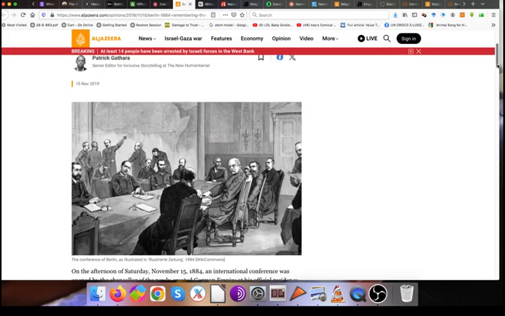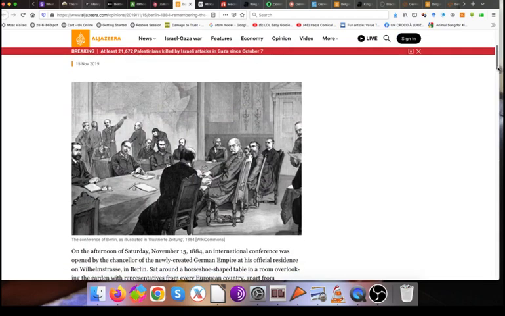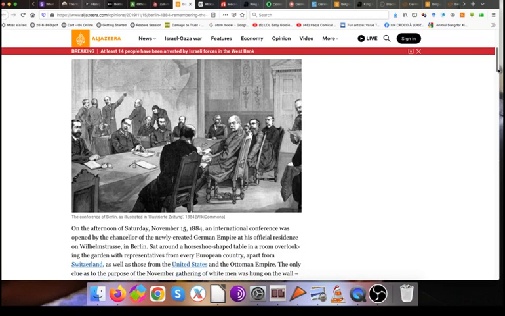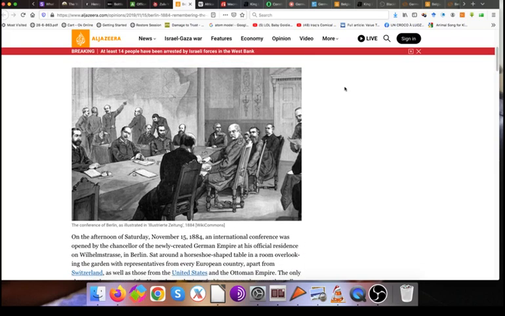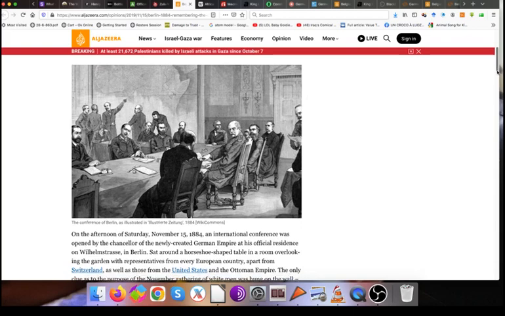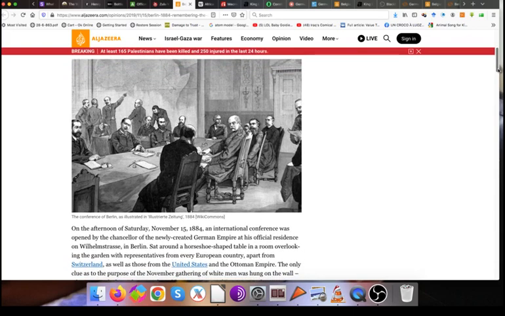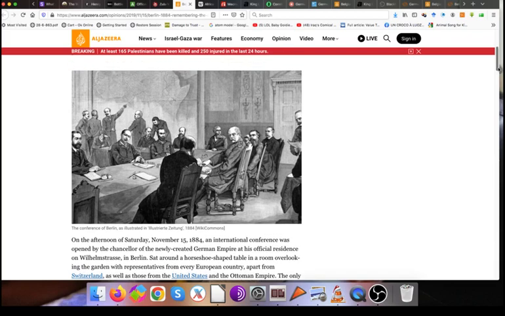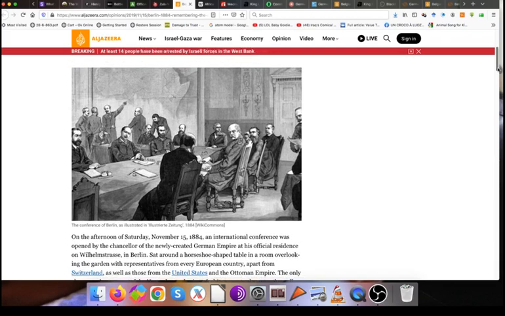They decided to convene a conference in Berlin from the 15th of November 1884 to the 26th of February 1885. That's a pictorial depiction of the 14 powers at the Berlin Conference. And what they agreed on was that the European powers had to end slavery by Islamic traders and Africans themselves.